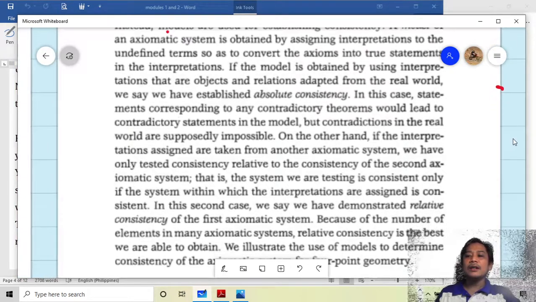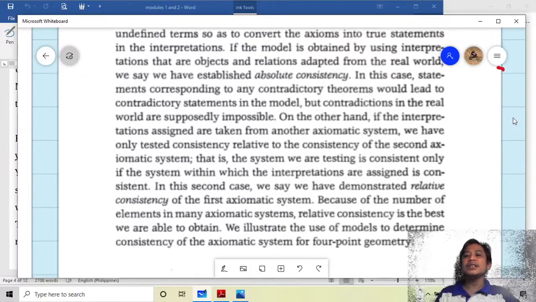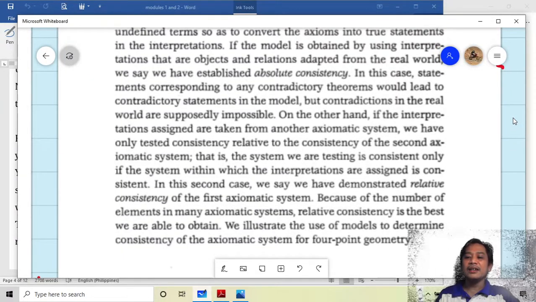Now, there are systems that are absolutely consistent and relatively consistent. When is a system absolutely consistent? If a model obtained uses real-world interpretations, because there can be no contradictions in the real world. So if such a model makes use of real-world interpretations and is proven to be consistent, then we say that the axiomatic system is absolutely consistent.